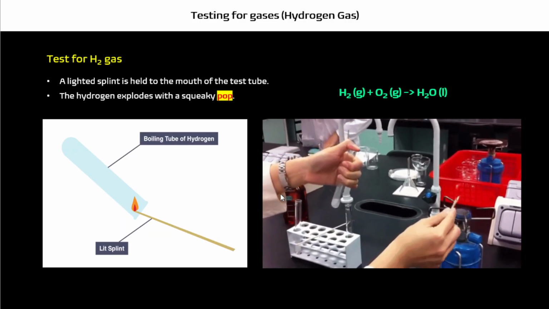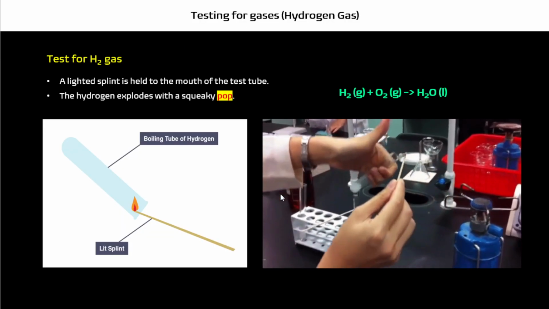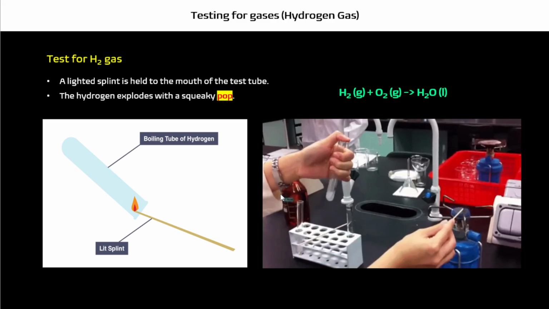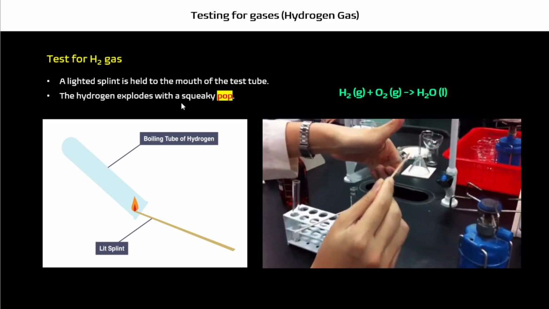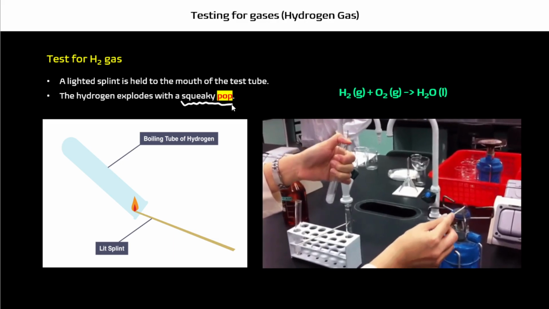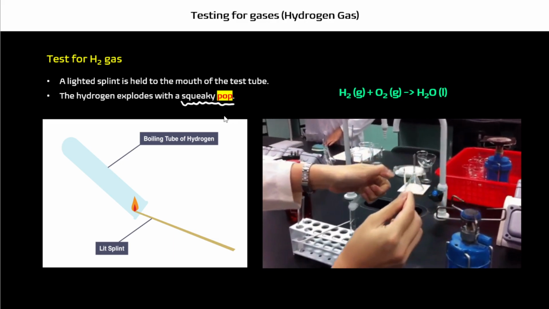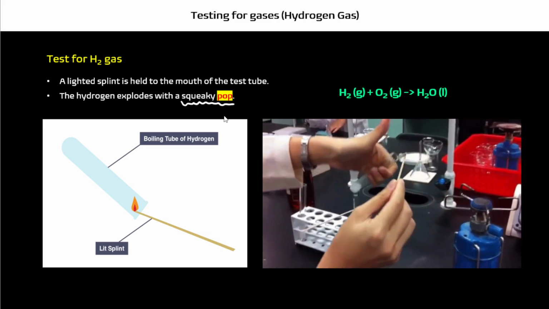For the test for hydrogen gas, what we would do is hold a lighted splint near the mouth of the test tube, and the hydrogen is going to explode with a squeaky pop. So a squeaky pop is your answer key here. Okay, so you must include this. The equation for this reaction would be hydrogen plus oxygen will produce water.